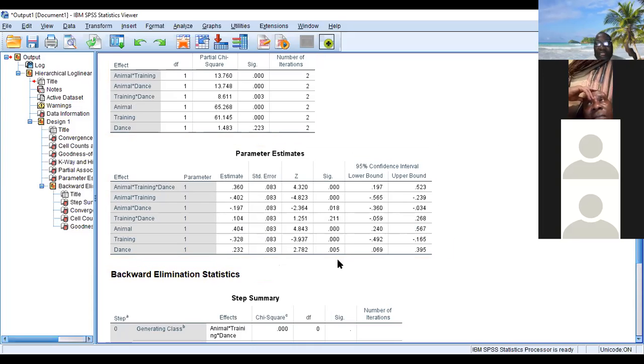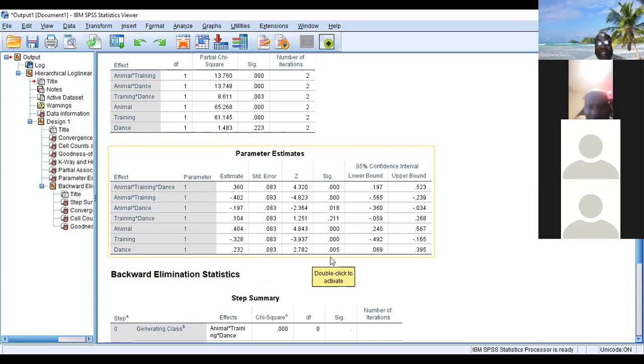But if you still look at it now, which one is not significant there? Okay, with this one now, even dance is significant here, because that's what it's showing. Dance and training is not significant. Exactly. Dance and training is not significant. You see, it's showing that dance and training is not significant.